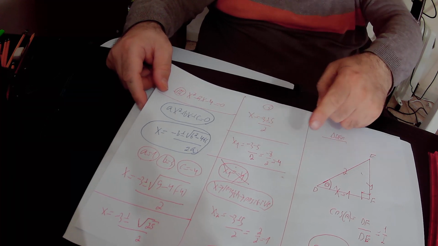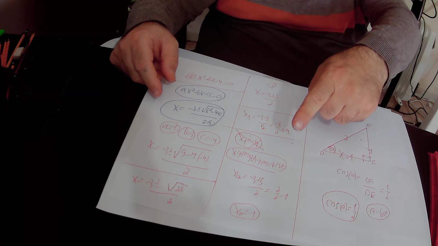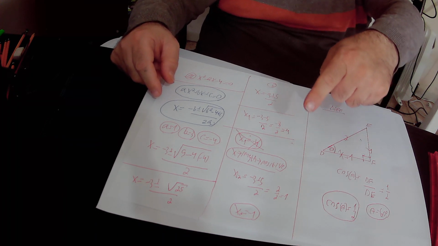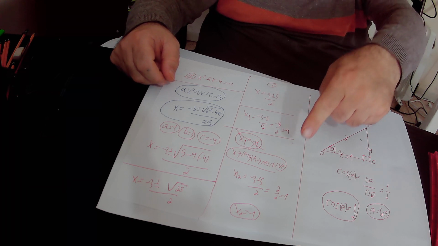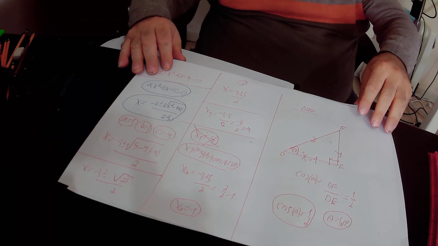We cancel this solution, and we are left only with the second solution, that x2 equals minus 3 plus 5 over 2. Minus 3 plus 5 is 2, and 2 over 2 is 1. So we found out that x equals 1.